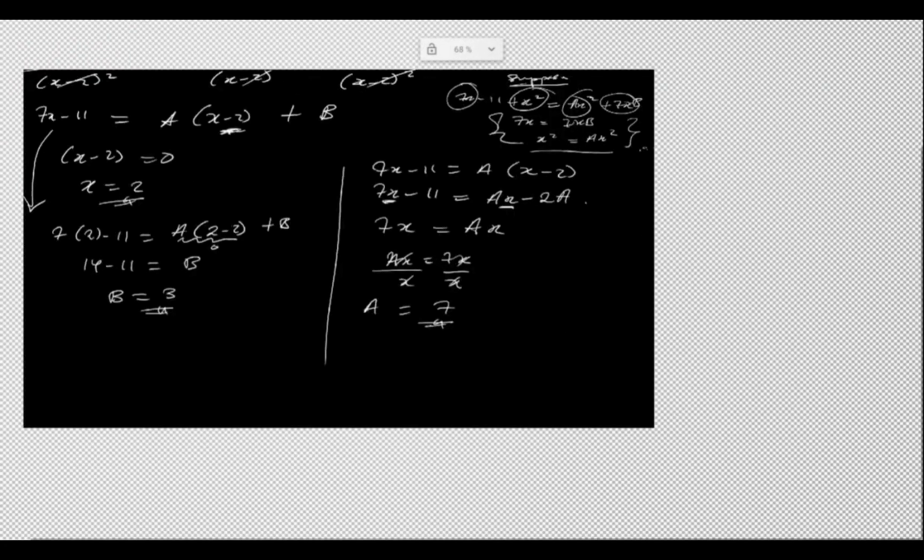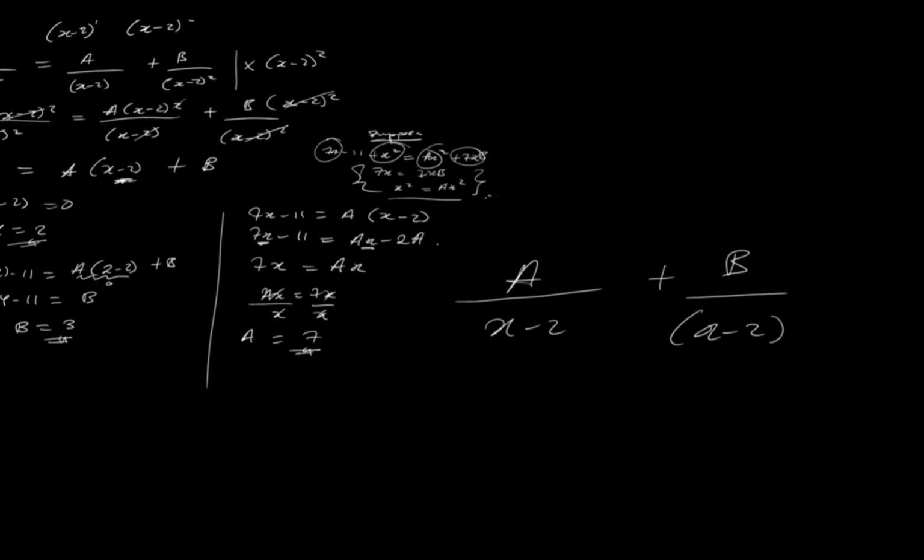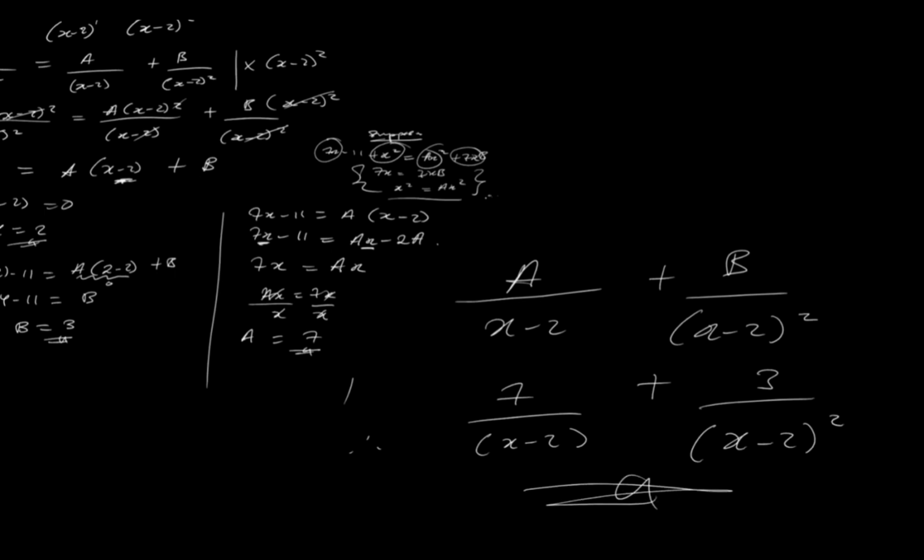Now remember decomposition. The decomposition was a over x minus 2 plus b over x minus 2 squared. So the value of a has been found to be 7 over x minus 2, plus the value of b is 3, and it's going to be over x minus 2 squared. So it's that simple and straightforward. You don't even have to beat around the bush for it. Yeah, very simple and straightforward.